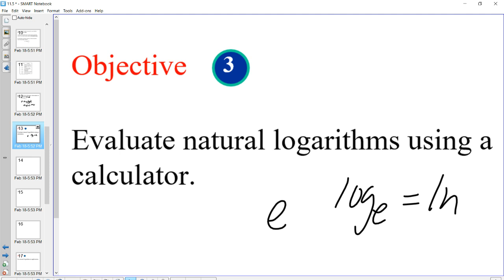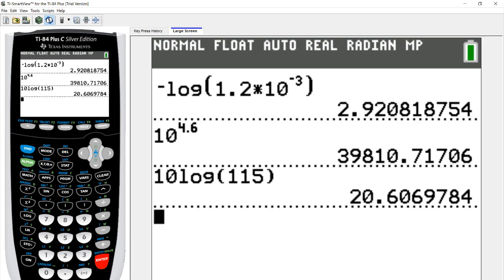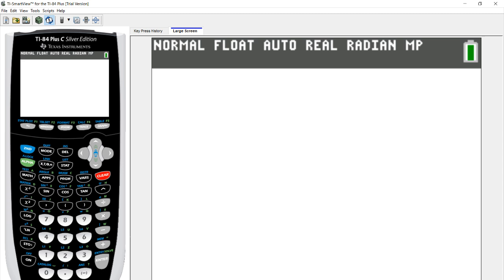But I'll show you where that is on your calculator. Here's log. Right under that, you'll see ln. That's your natural logarithm button. As we work with those, that's the button you're going to want to use right over here, ln.